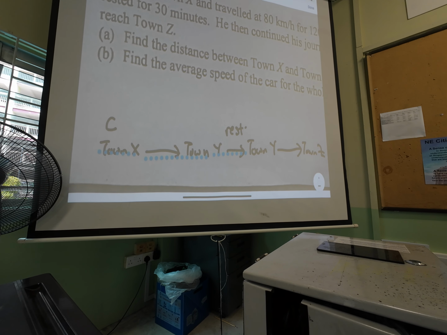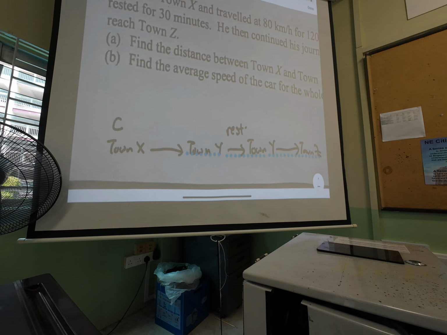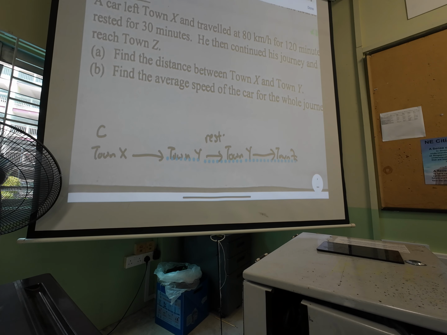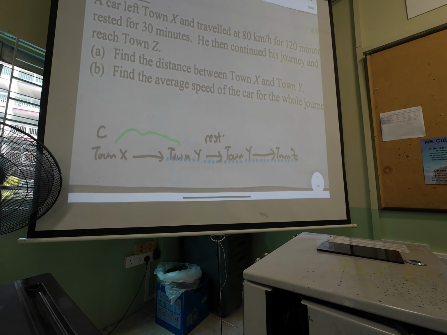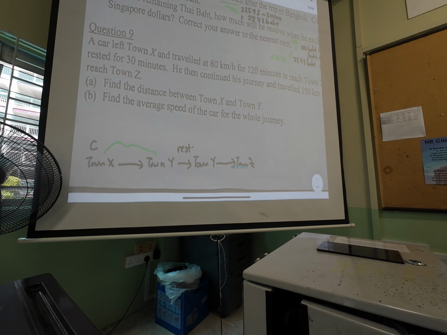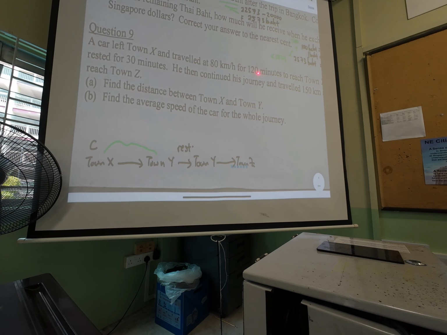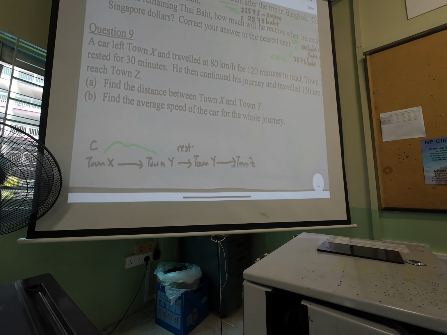Like that. The story is like that. Now part A, they want to find the distance between town X and town Y. So I should be looking at this part. So what happened in this part? Then I go back to my C. Between town X and town Y, he traveled at this speed for this amount of time. Then they are asking me to find the distance.